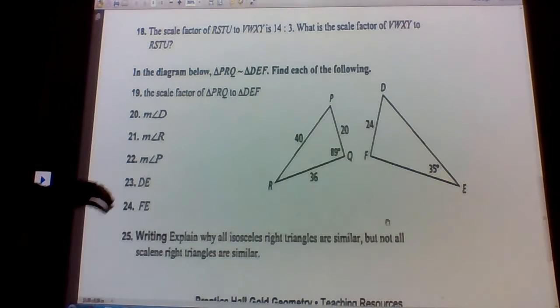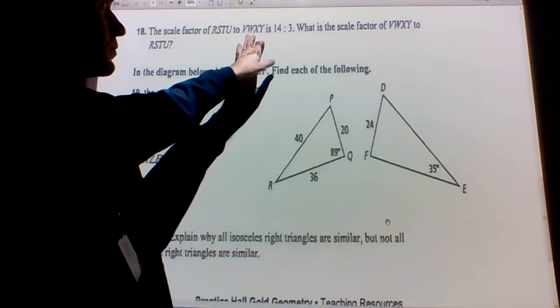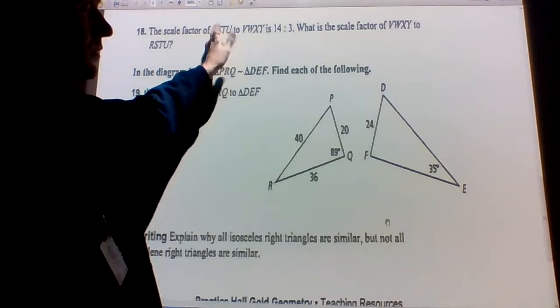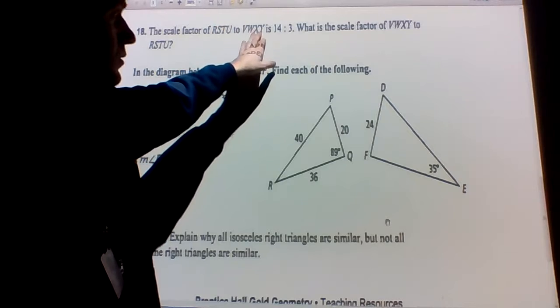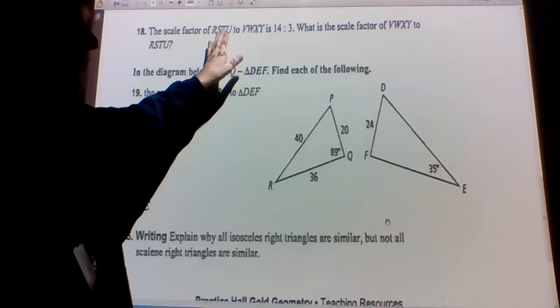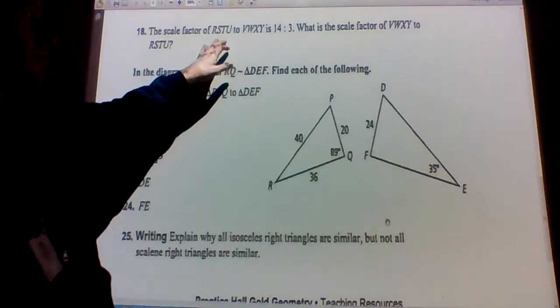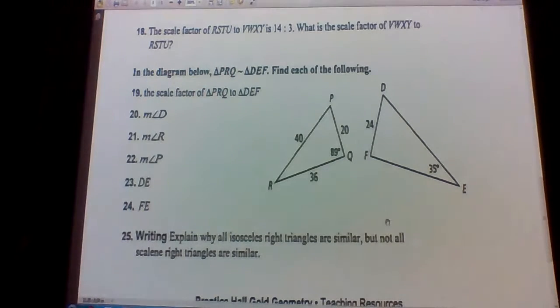So if the scale factor from RSTU to VWXY is 14/3, that means this one is 14/3 the size of this one. So if you go the other way, from this one to this one is going to be 3/14 the size of this one. So that one's going to be 3/14. You're just simply going the other way.